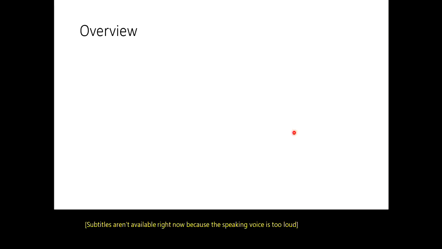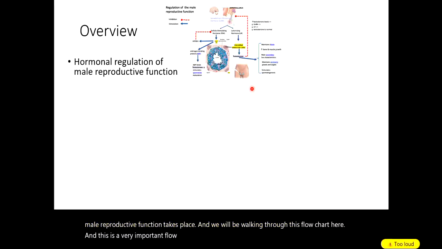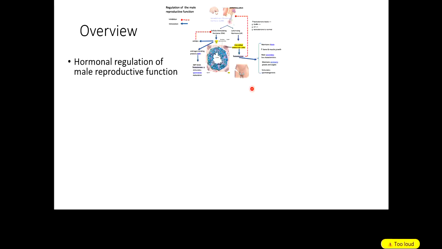Today, we will be continuing our discussion on how the hormonal regulation of the male reproductive function takes place, and we will be walking through this flowchart here. And this is a very important flowchart, as I will illustrate by giving you a sample question. I really hope you're able to draw this out from memory.